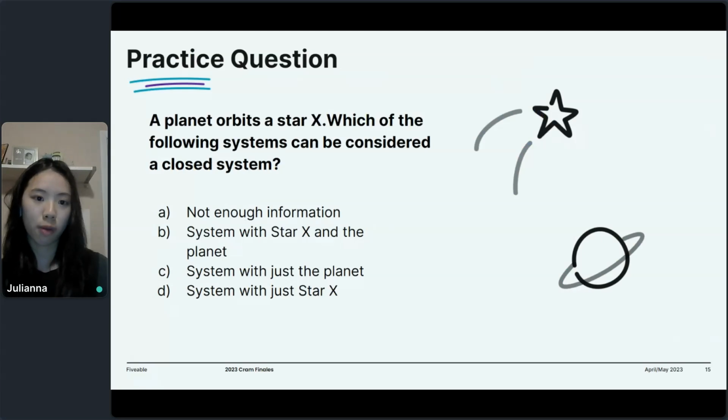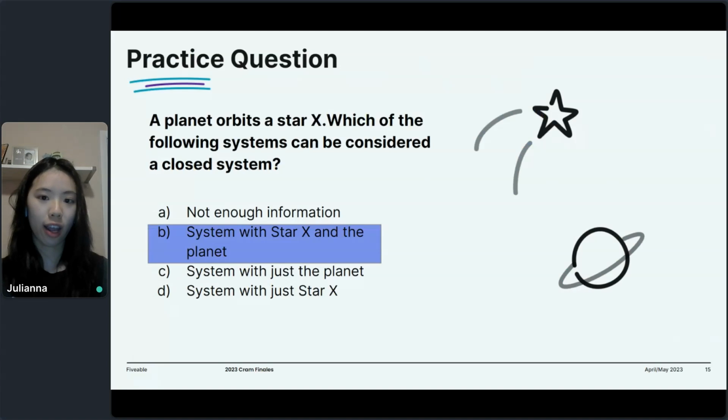So when a planet orbits a star, that means that both the planet and the star are enacting a gravitational force on each other. And if there are forces acting on each other, that means both objects have to be in the system to be considered a closed system. If it was just the planet, the gravitational force from the star would be removing energy in the form of the gravitational force, and vice versa if it was a system with just the star.